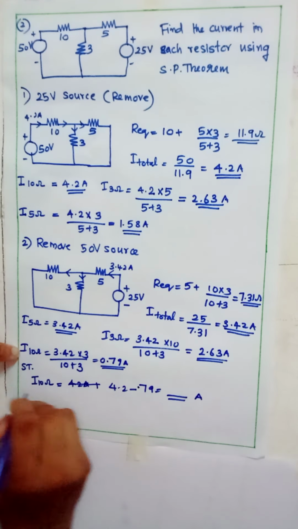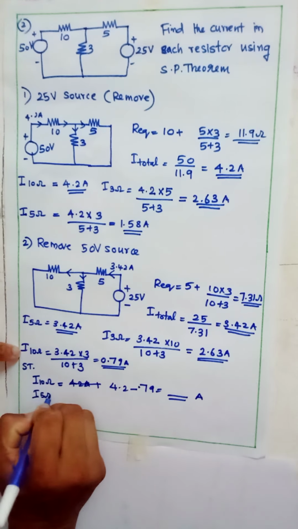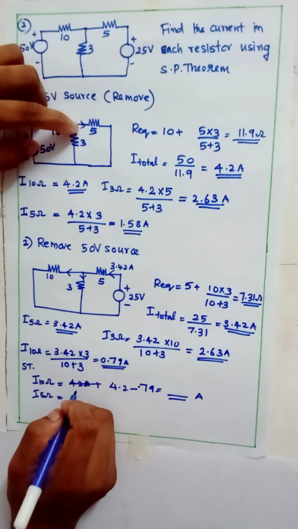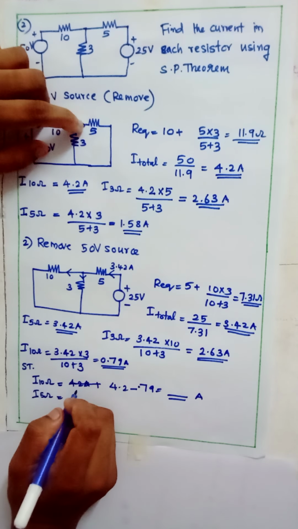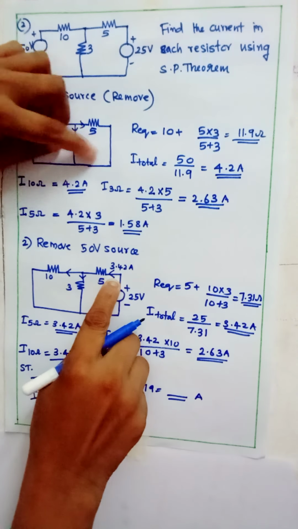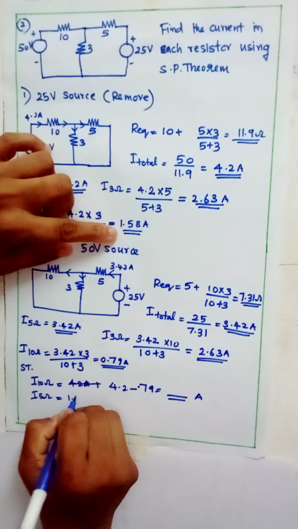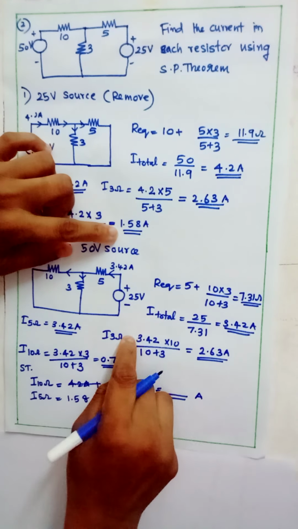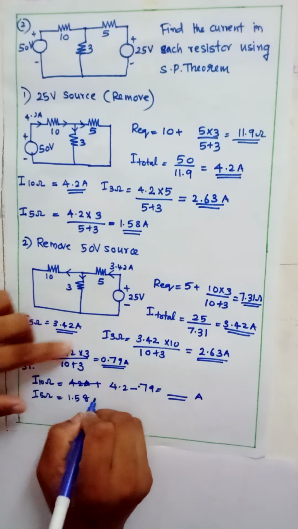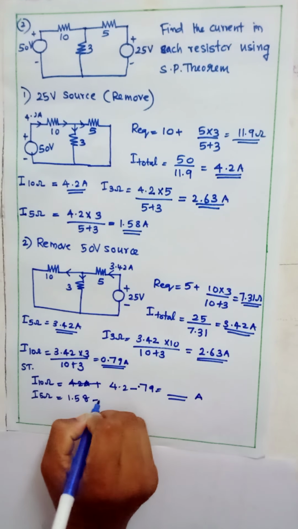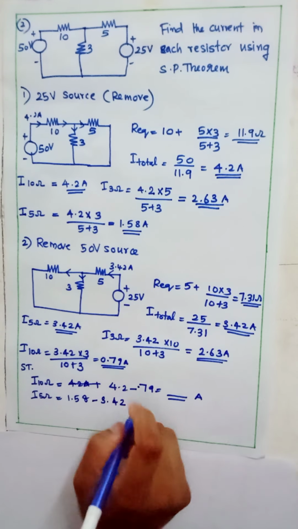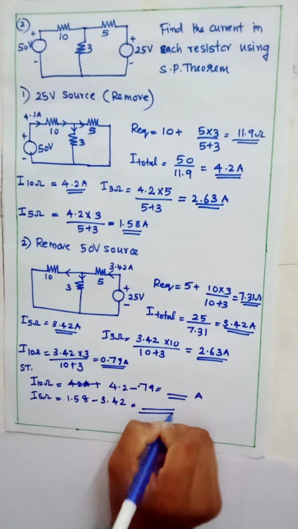And in the second case, current through 5 ohm resistor, here we can see that with the first source direction of current is in this direction, and in the second case current direction is opposite. So current through 5 ohm resistor is 1.58 and with the second source it is 3.42. It is in the opposite direction, so 3.42 minus 1.58 ampere.